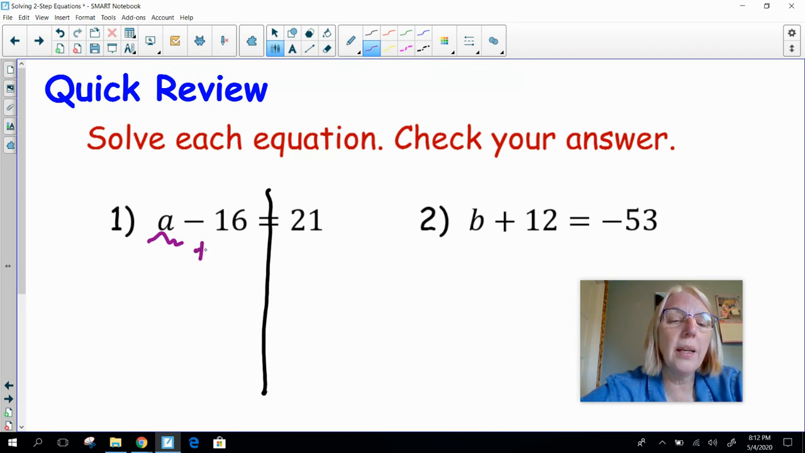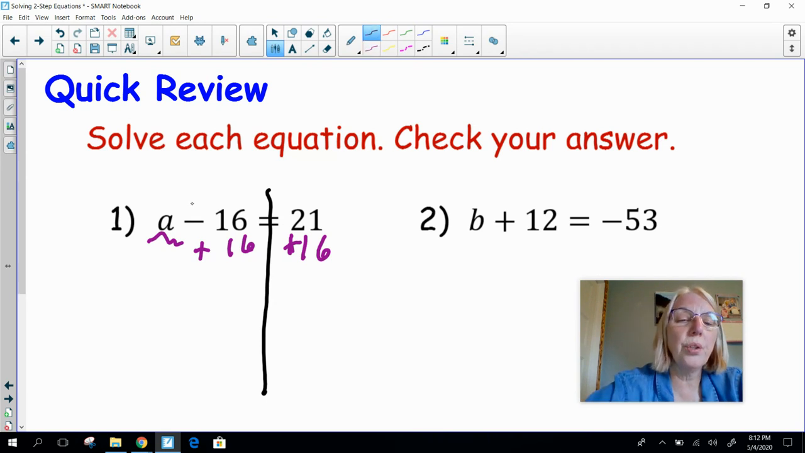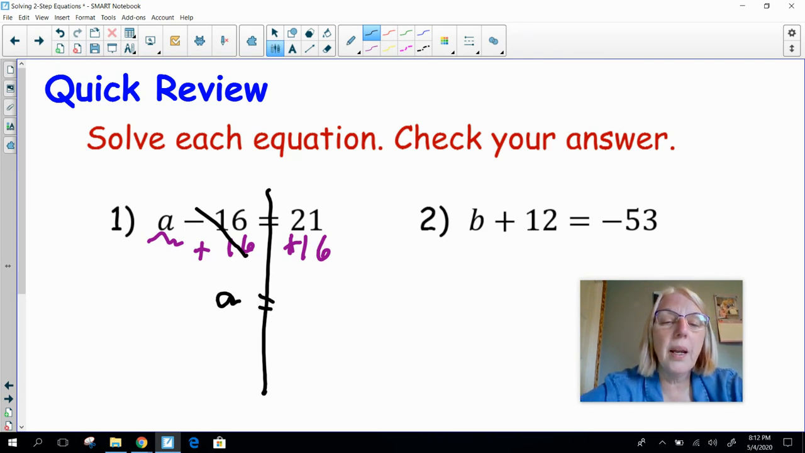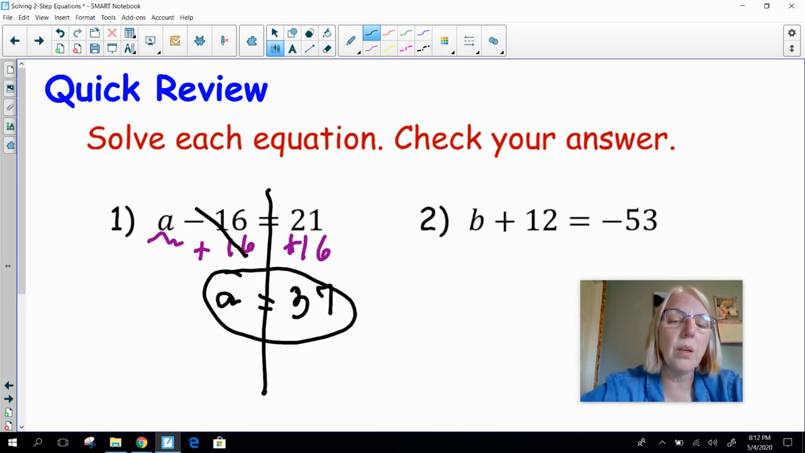So I would add 16 to both sides, and then the minus 16 plus 16 would end up adding to 0. And so A would be the left side of this problem. And I would take the right side and take 21 and add 16, which happens to be 37. So my final answer would be that A equals 37.